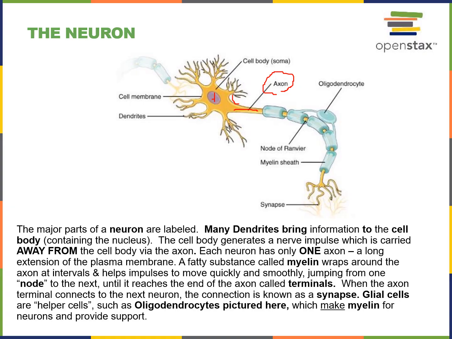The axon continues, this is the length of the axon, and it ends here at these little branches. At the very end of the branches are what are called the axon terminals. And that's actually where the neurotransmitters are stored. We mentioned this when we were looking at how skeletal muscle functions.